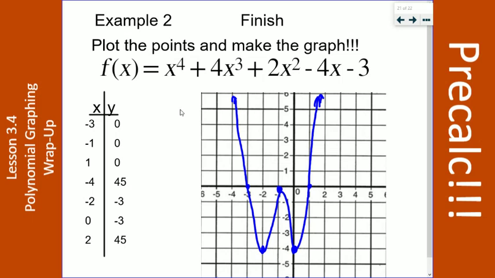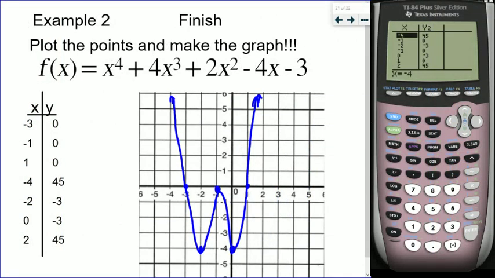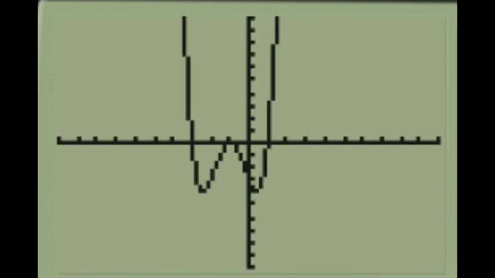So if we then take a look at our calculator, and then we hit the old graph key. Let's see if our picture is going to be anything similar to what we have there. Not too bad an approximation.